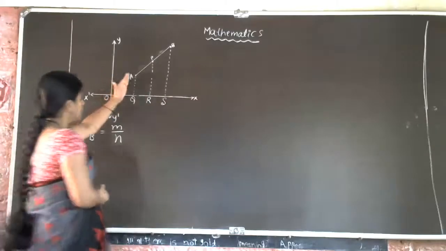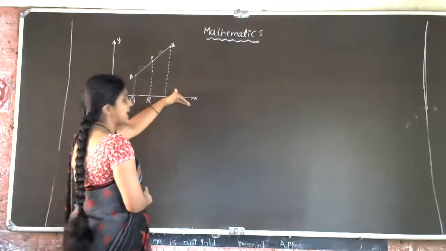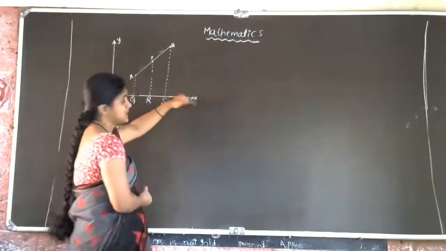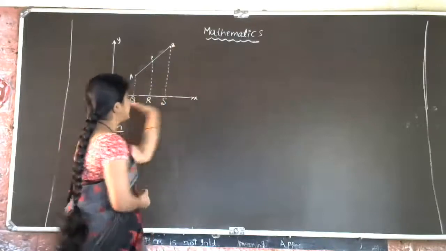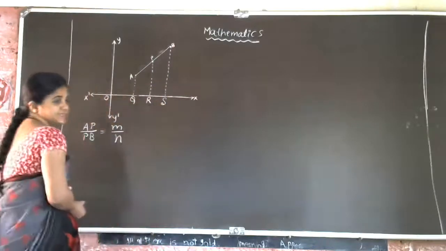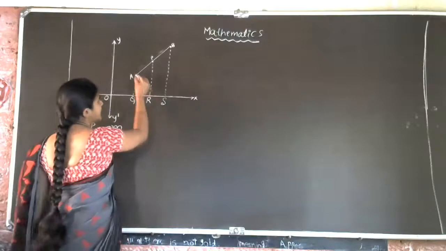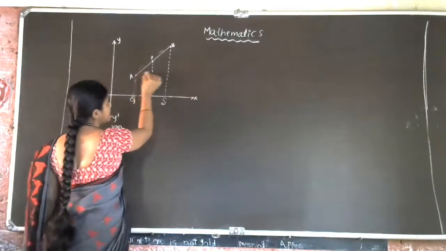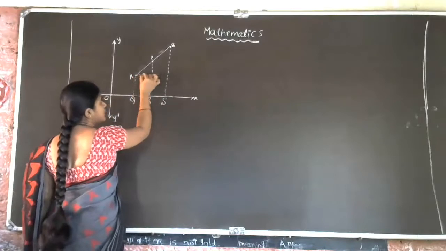So AQ is perpendicular to the x-axis, PR is perpendicular to the x-axis, and BS is perpendicular to the x-axis. This is not over. Then from point A you have to draw a perpendicular to this line also, drawn to this side.